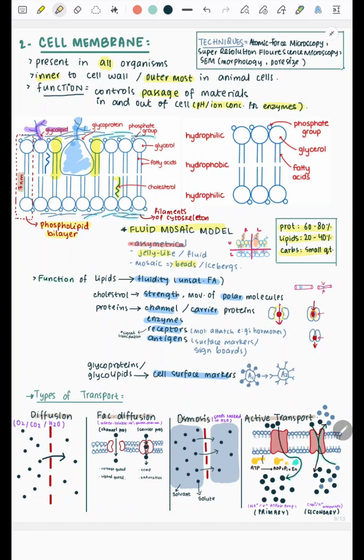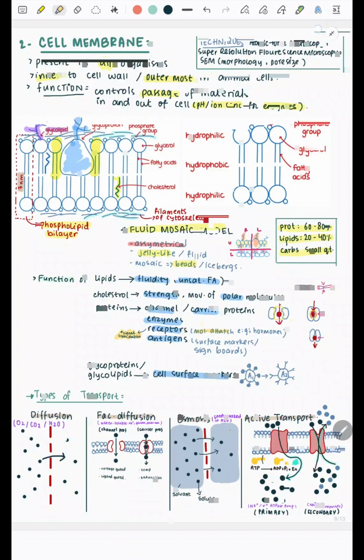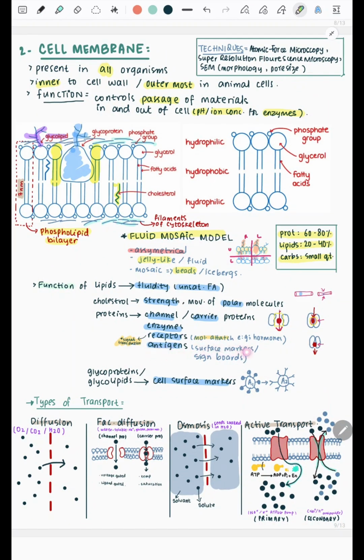Now, receptors are the substances to which certain molecules attach. We'll discuss in detail the receptors and the attachment in the next topic, signal transduction. Antigens are the molecules that act as surface markers or the signboards of a shop. Just as the signboard of a shop tells the name of the shop, the antigens will tell the type of the cell. Glycoproteins and glycolipids act as cell surface markers. That is, they are present upon the surface of cells and help them to identify similar cells and attach to them to form tissues.